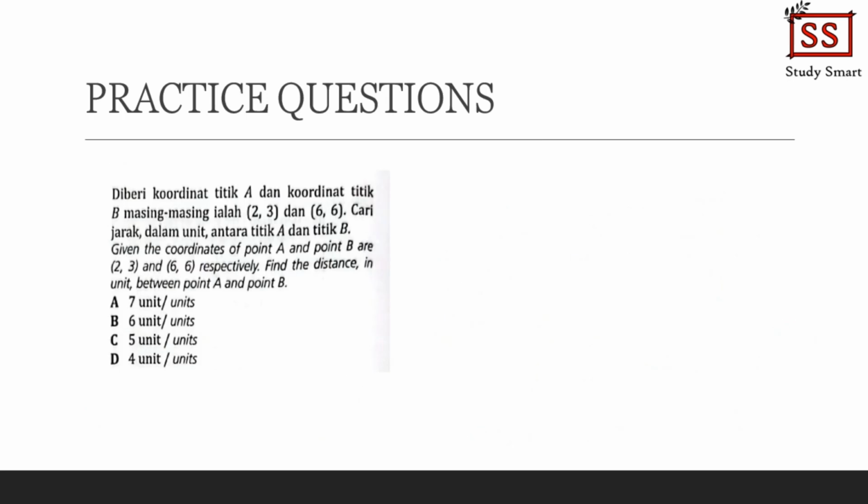Okay, students, now let's try question number 4. Question number 4 is quite direct. They already gave the coordinates of point A and B. A is 2, 3, B is 6, 6. They just want us to find the distance between point A and B.